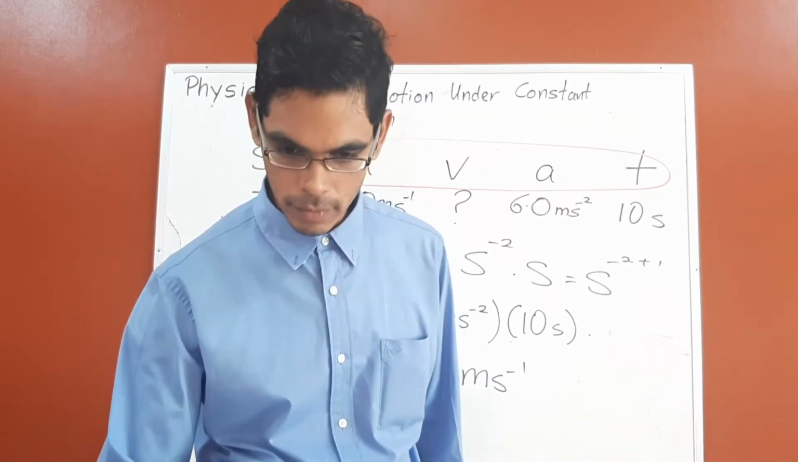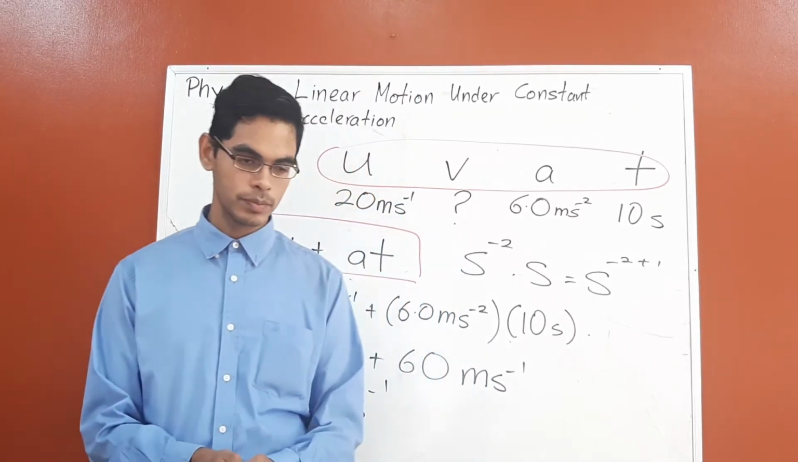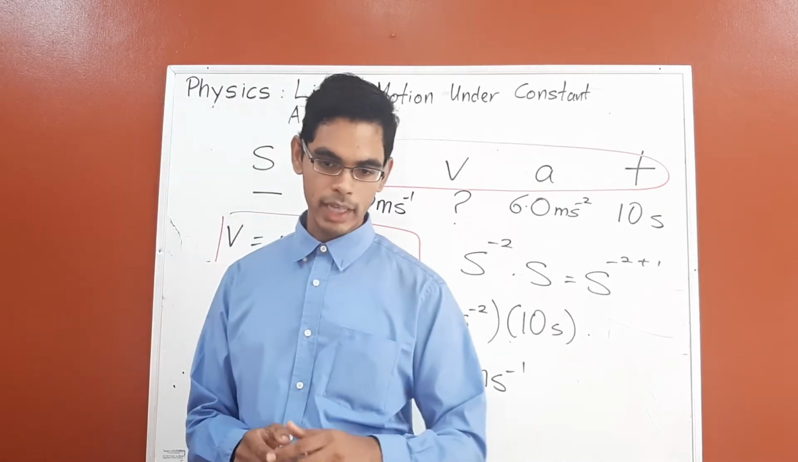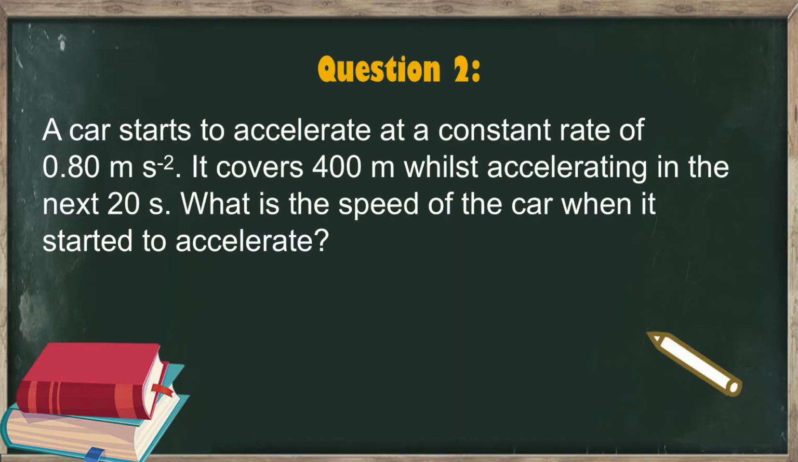Next question. Question 2. A car starts to accelerate at a constant rate of 0.80 meters per second squared. It covers 400 meters whilst accelerating in the next 20 seconds. What is the speed of the car when it started to accelerate?